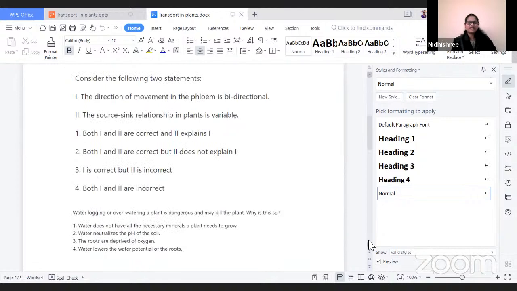Consider the following two statements. The first statement, the direction of movement in the phloem is bidirectional. The second, the source sink relationship in plants is variable. Option A, both 1 and 2 are correct, and 2 explains 1. Option B, both 1 and 2 are correct, but 2 does not explain 1. Option C, 1 is correct, 2 is incorrect. Option D, both 1 and 2 are false.